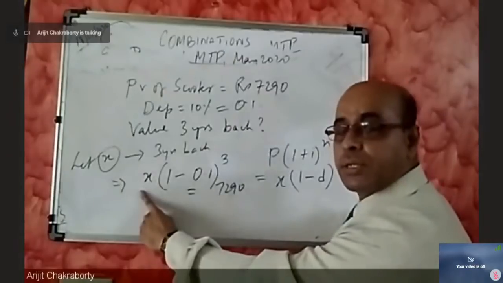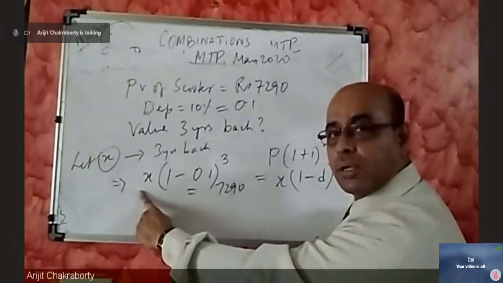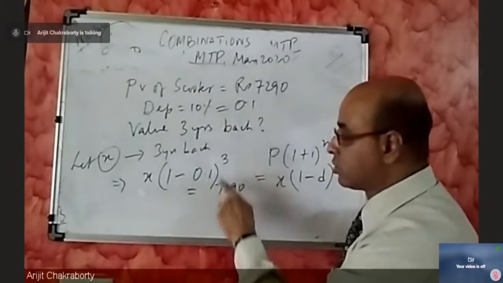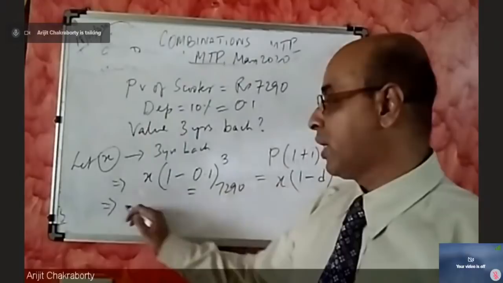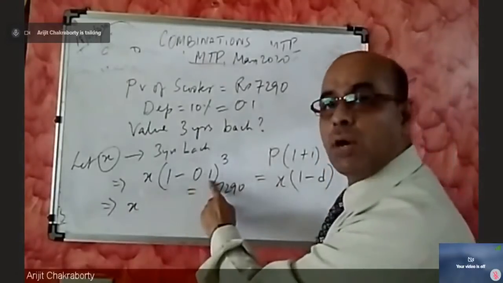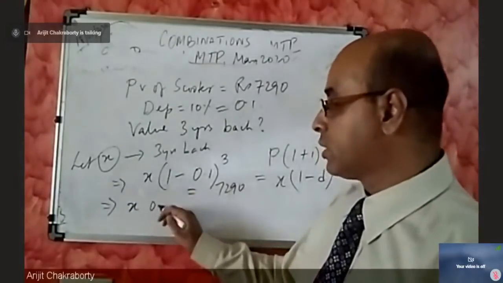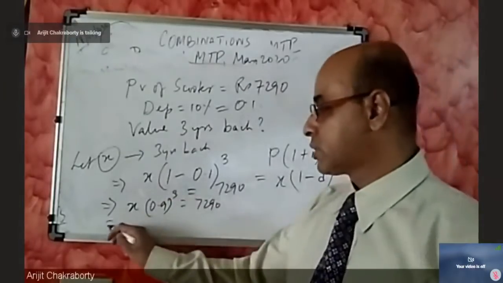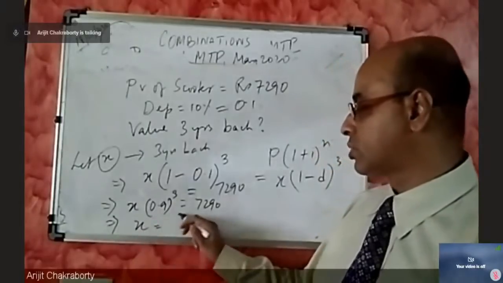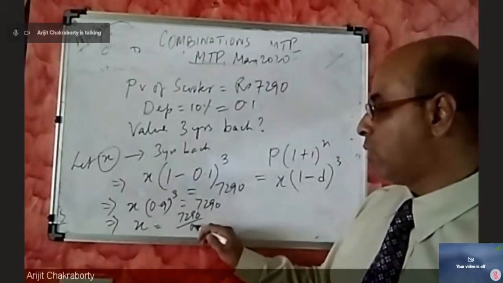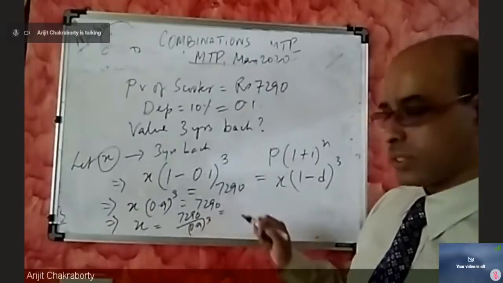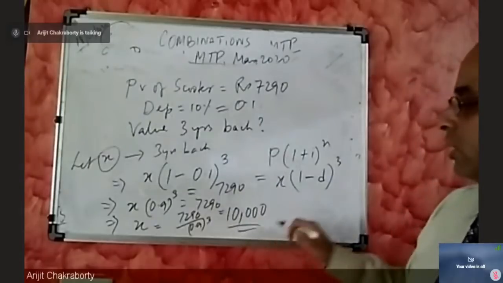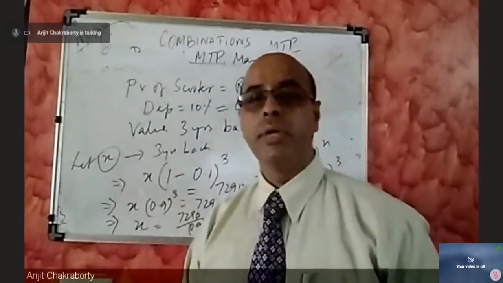x, the original price of the scooter, the historical cost, multiplied by 1 minus depreciation to the power cube is equal to 7290. So on simplifying, 1 minus 0.1 is how much? 0.9. So x into 0.9 cube is equal to 7290. This comes to x is equal to 7290 by 0.9 cube. And if you simplify, this comes to 10,000. So the original cost of the scooter was rupees 10,000.